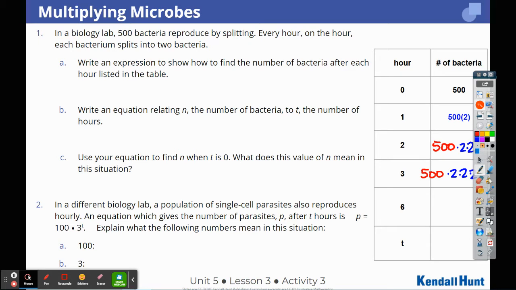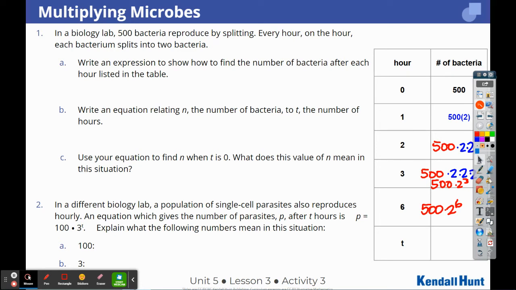500 times 2 to the power of 3. So then when I do that 6 times, if I want to look at the 6th hour, I can just change that to 500 times 2 to the power of 6. What if that's not easier?